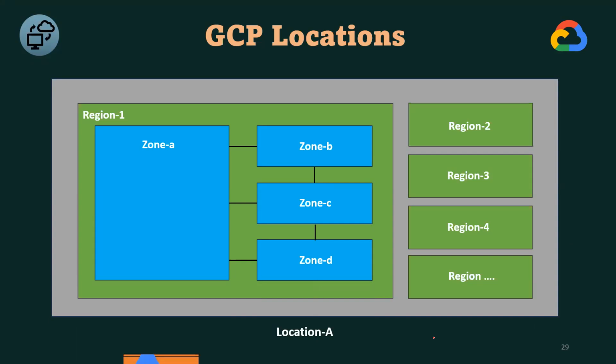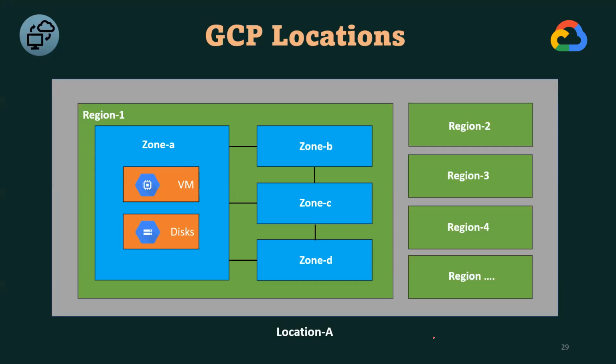I will tell you in a few minutes. And each zone is an availability zone because it has physical plus virtual resources. For zone A, you have virtual machines and disk. For zone B, you may have something. For zone C, you may have something.